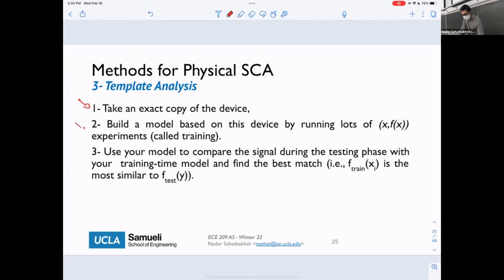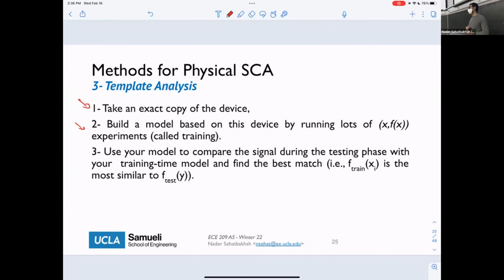Then we do a training and inference scenario, where during the training, we create lots of X and F of X pairs. We just create all these different signatures that we want.